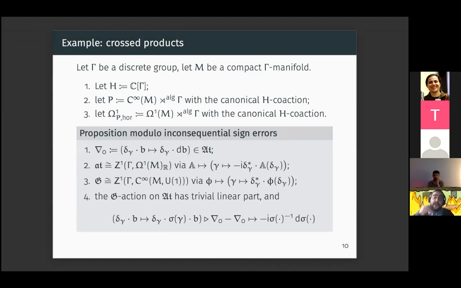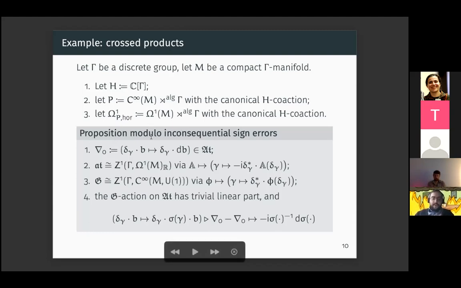So suppose you have a discrete group gamma, and suppose that M is a compact gamma manifold. Let H be the group algebra of gamma. Let P be the algebraic cross product of C infinity of M by gamma with the canonical H coaction. And by abuse of notation, let's take your horizontal one forms on P to be the cross product of the one forms on the base M by gamma. So you have a tensor product, and then the left multiplication and right multiplication are related by the gamma action on the one forms. And so you can sort of turn the crank, and what you find is actually kind of nice.